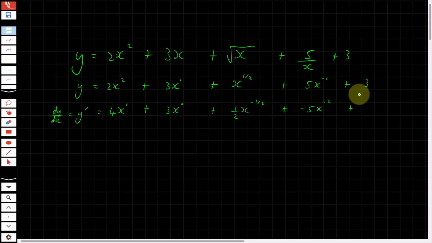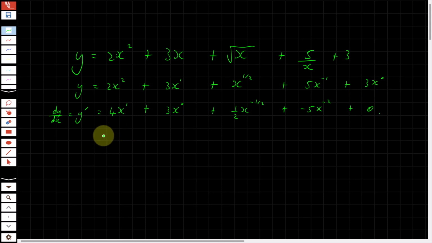This last term, a constant, we can write x to the power 0 there, it's simply 1. So 0 times 3 is 0, so 0 times anything is 0. So a constant term will vanish, so we have 0.